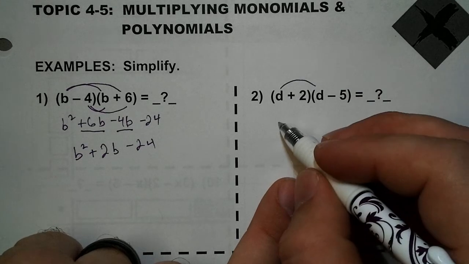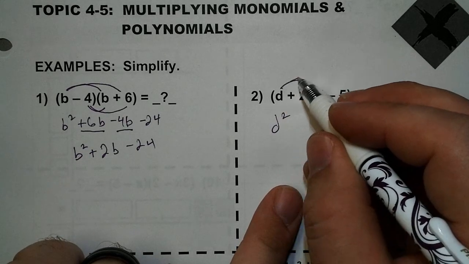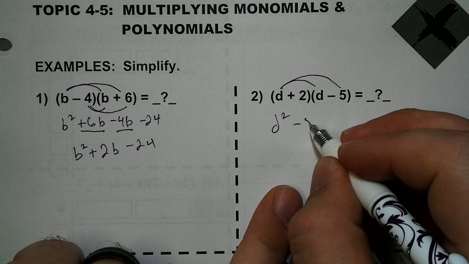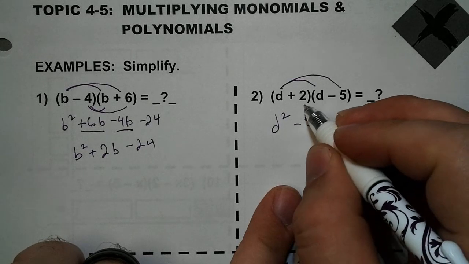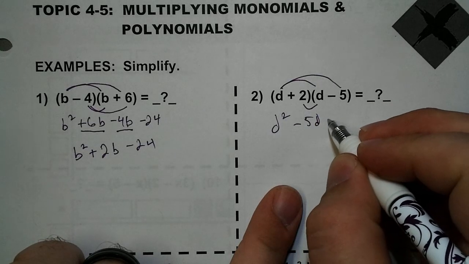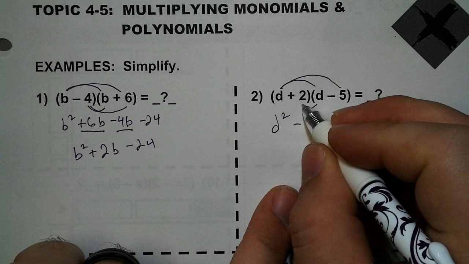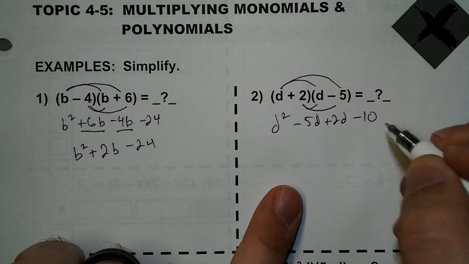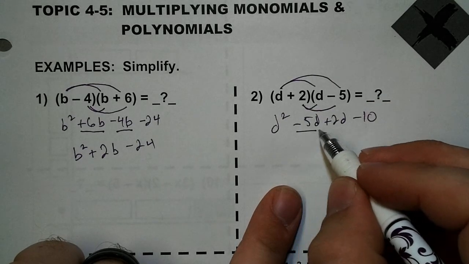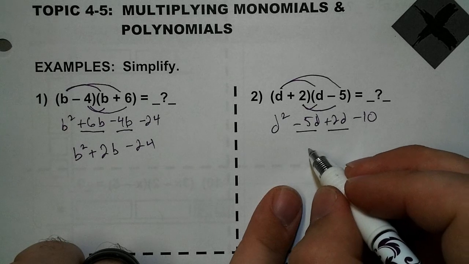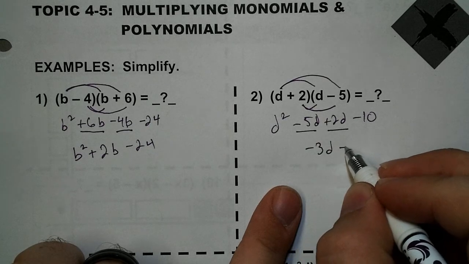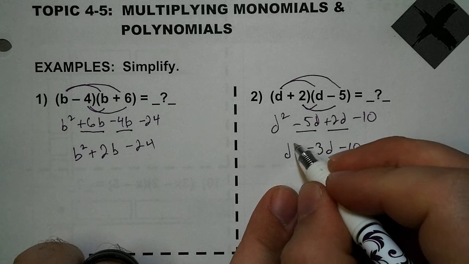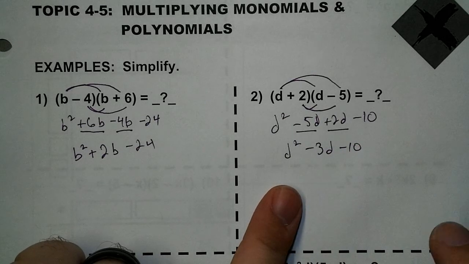Distribute, so d times d is d squared. D times negative 5 is negative 5d. 2 times d, positive 2d. 2 times negative 5, negative 10. Negative 5 plus 2, negative 3d. So it's d squared minus 3d minus 10.